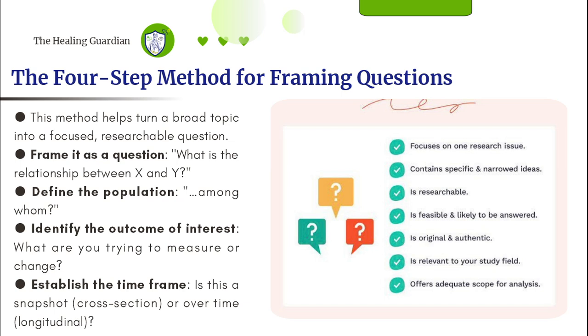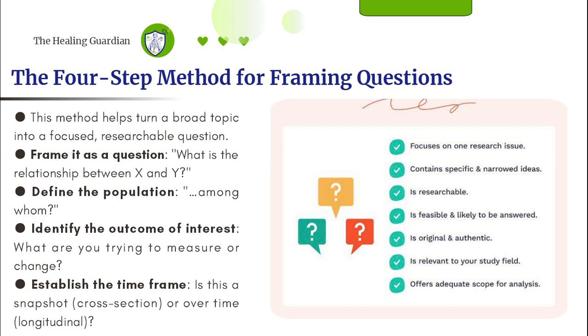Then you also have to add a time frame, because research, usually that which is not longitudinal, is done at a specific time. So you have to say, as measured in a one-time survey in 2025, as measured in a one-time survey in July 2025. There it is. So in brief, your research question should focus on one research issue.